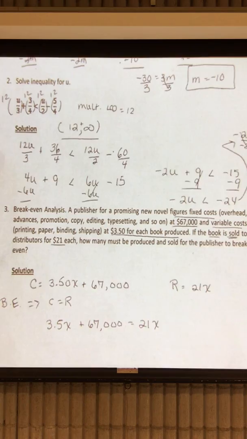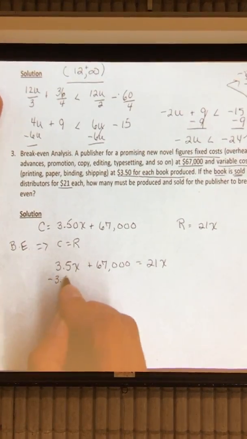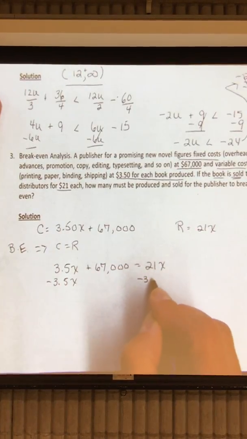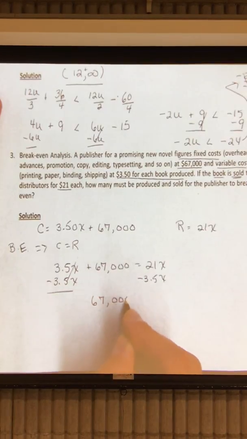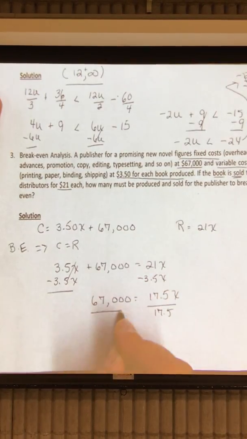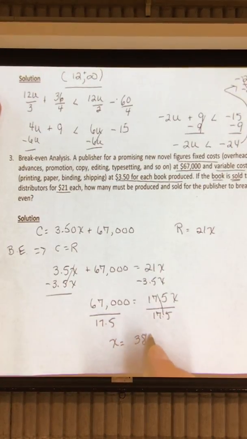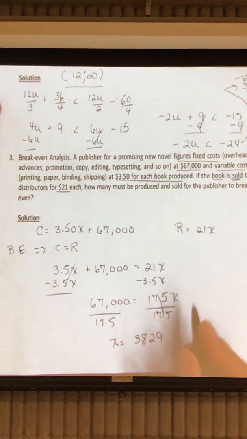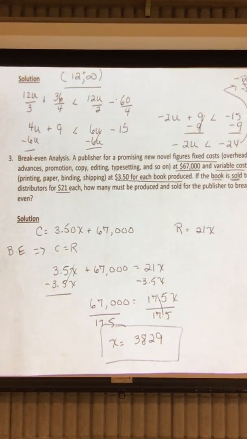So we set our cost function equal to our revenue function, and now we combine like terms by subtracting 3.5x from both sides, which leaves us with 67,000 is equal to 17.5x. Divide both sides by 17.5, and x is equal to 3,829 DVDs. And that completes Chapter 1, Section 1.